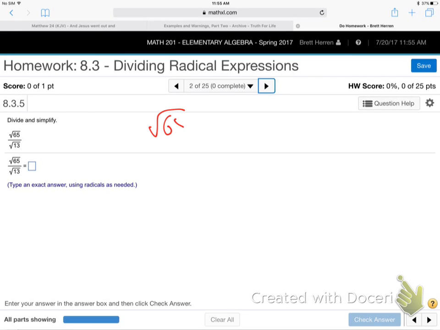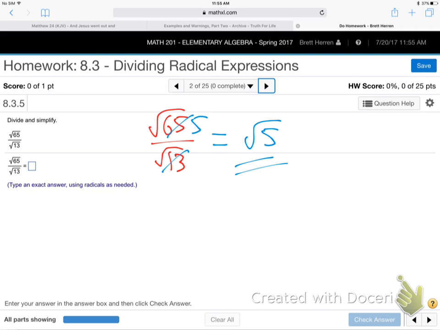So square root of 65 over square root of 13. Try that one. So use your calculator. See how many times that goes in there. See if it's divisible. So 13 goes into 65. How many times? 5 times. So we have the square root of 5. Now, can you square root 5? No. So we just stop right there. There's our answer.